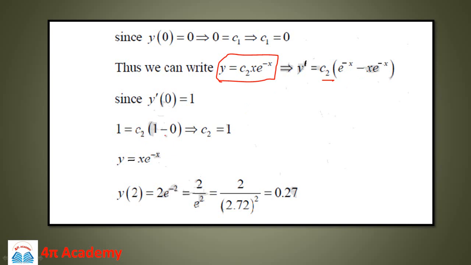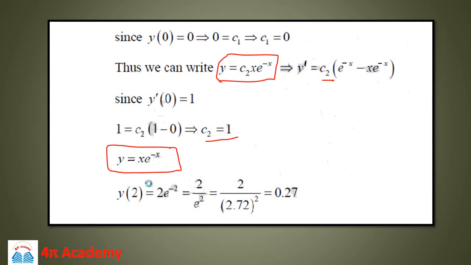So we get c2 into 1 minus 0. So it implies that c2 is equal to 1. So since c2 is equal to 1, we can again rewrite the solution. The solution y will be equal to x into e raised to minus x.